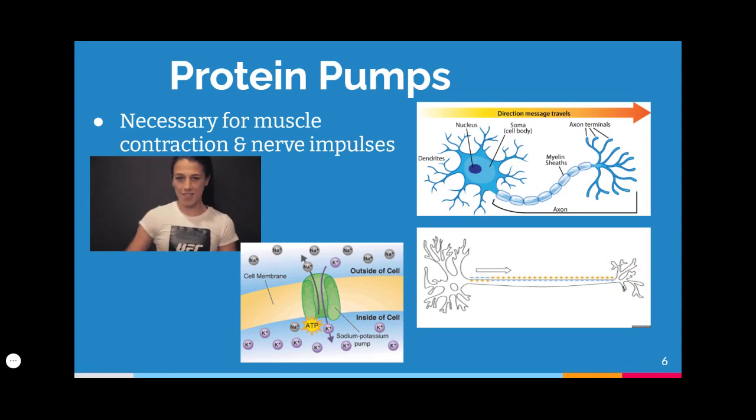A real life example of that would be our muscle contractions and our nerve impulses. They are moving ions from a low concentration to a high concentration in order for them to work.